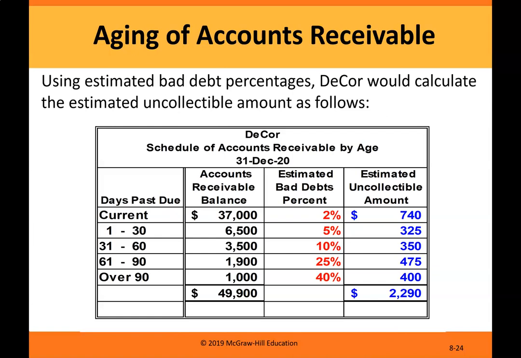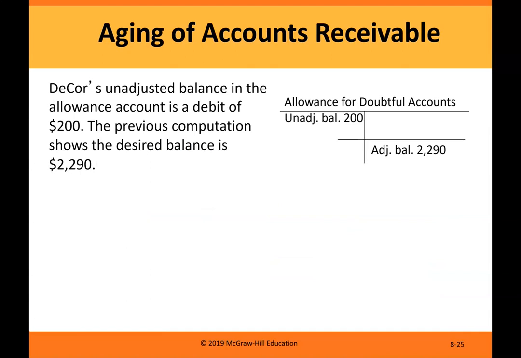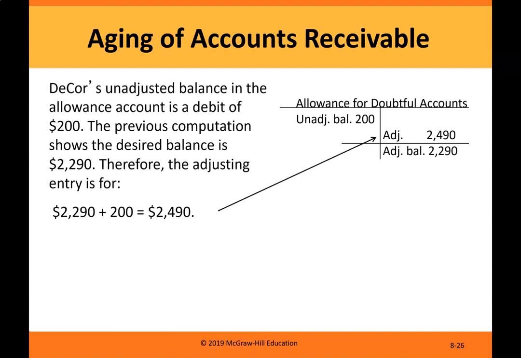They add each up and it comes to 2290. Decor's unadjusted balance in the allowance account is a debit of $200. The previous computation shows the desired balance is $2290. Therefore, the adjusting entry is the difference, $2290 minus $200, so it's $2490.